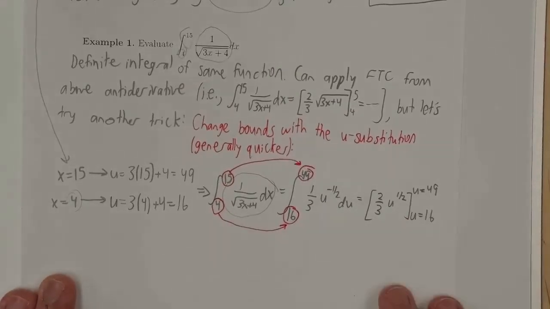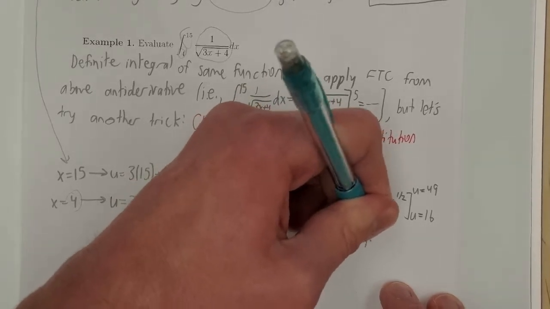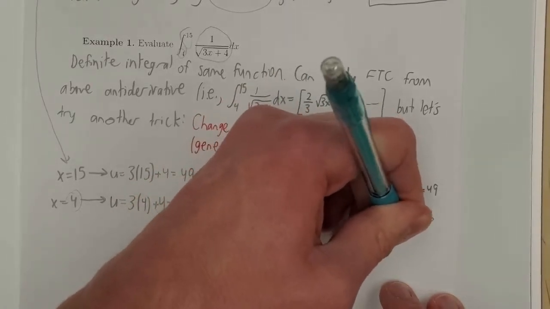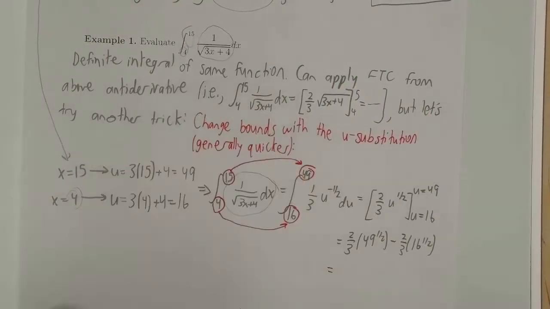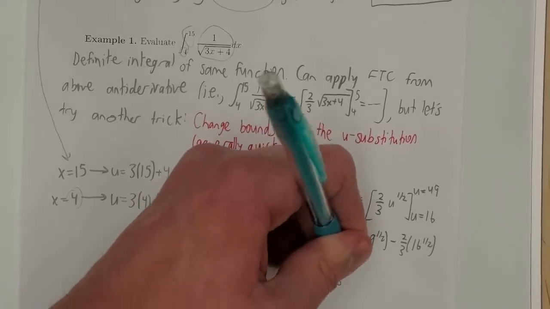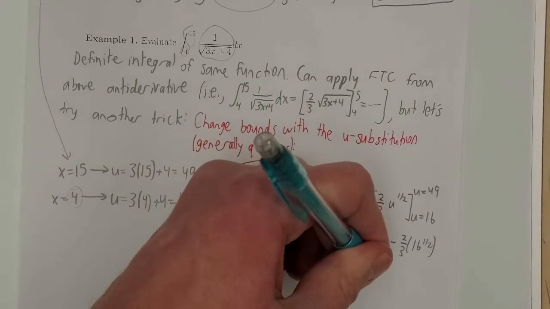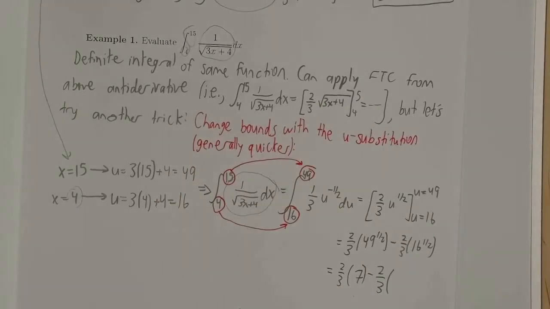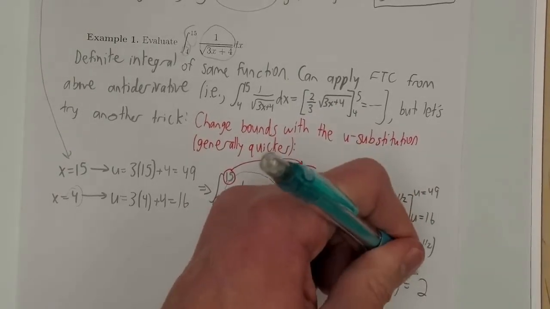Then if we apply the fundamental theorem of calculus, this is just 2/3 times 49 to the 1/2 minus 2/3 times 16 to the 1/2. If we simplify this down a bit, what should be our final result? Just 2, right? Because 2/3 times root of 49, that's just 7, and then minus 2/3 times 16 to the power 1/2, that's just 4. Simplifying all that down gets you the nice value of 2.